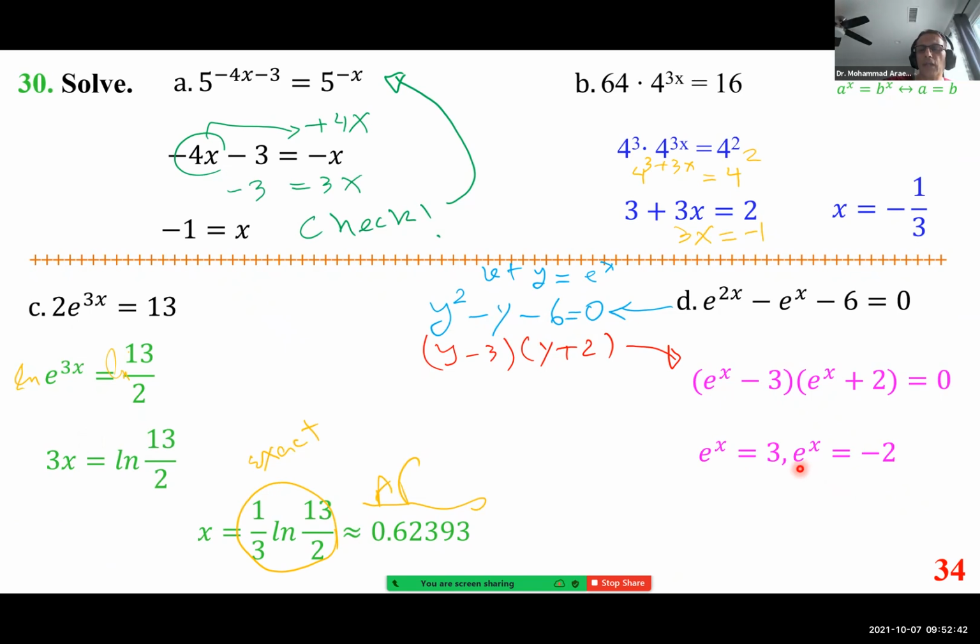I hope you know that e to the power of x can't be negative 2. As you recall, the range is from 0 to infinity. You remember the graph. So this has no solutions. This gives you x equals ln 3. And that is the precise answer. And with a bunch of decimals, it's a rough estimate. So this has no solutions.